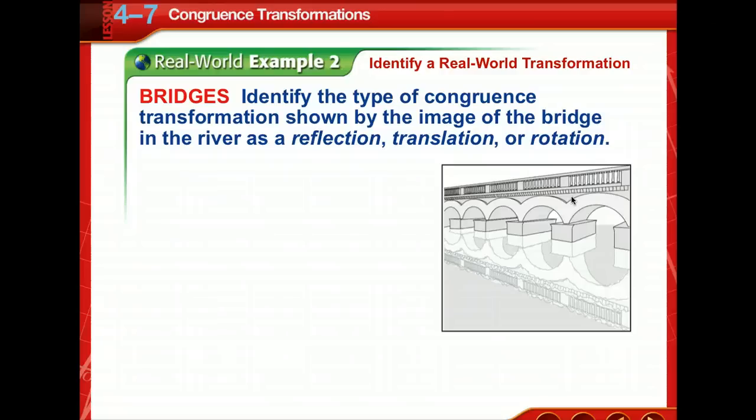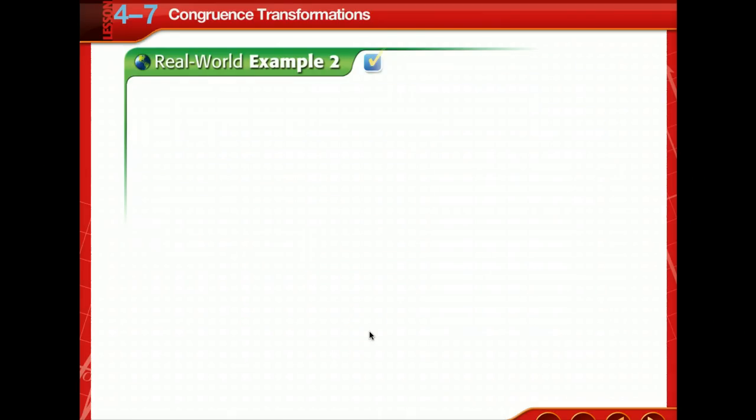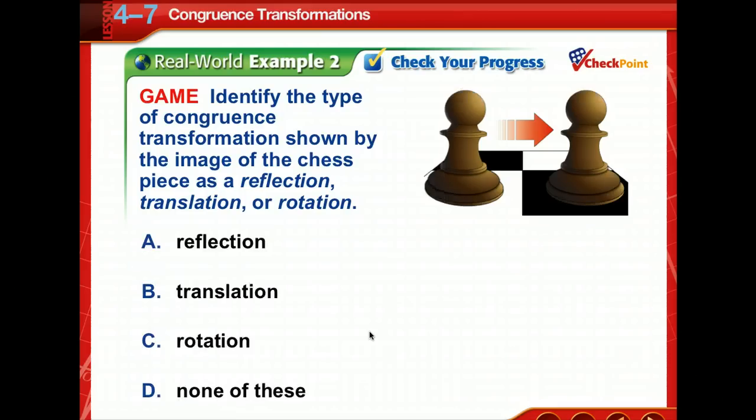Okay, we've got a real-world example. Some real-world motions or objects can be represented by transformations as well. So let's look at what is happening here. We have the image is a reflection, with the line at which the bridge meets the water as the line of reflection. Okay, time to check your progress. What kind of congruence transformation is happening here as we're playing a game of chess? Very good. Translation. This one has been slid over. Excellent.